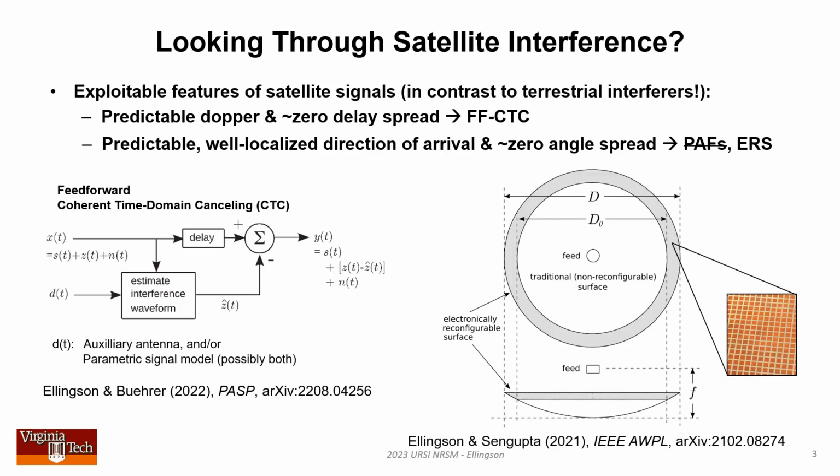The alternative that we've been looking at is an electronically reconfigurable surface, essentially a reflect array that passively modifies the scattering from the rim of the reflector. As I'll show later, this lets you do some amazing things, including null forming, and it can do this without significantly perturbing the main lobe. So these are the two things I want to talk a little bit about today.